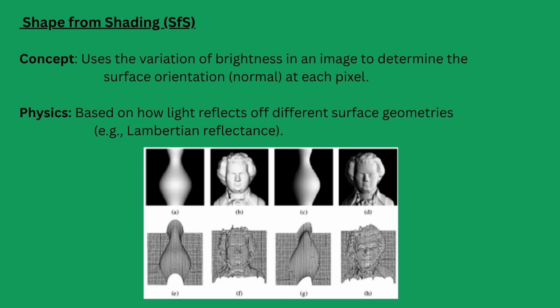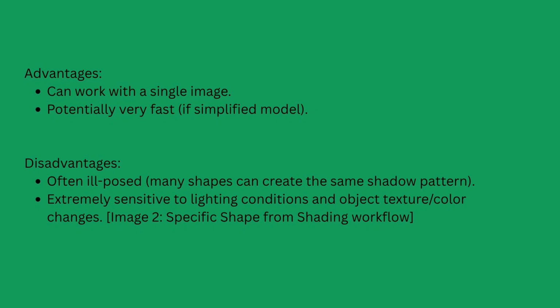The first is shape from shading. This uses the brightness of a pixel to determine the orientation of a surface. The advantage here is that it can work with just a single image. However, it's often ill-posed, meaning many different shapes could create the same shadow. It's also very sensitive to light changes. If the light moves or the object has a weird texture, the math falls apart.